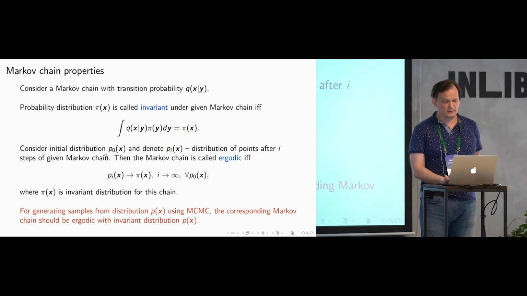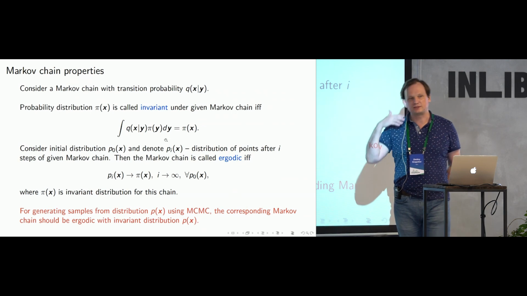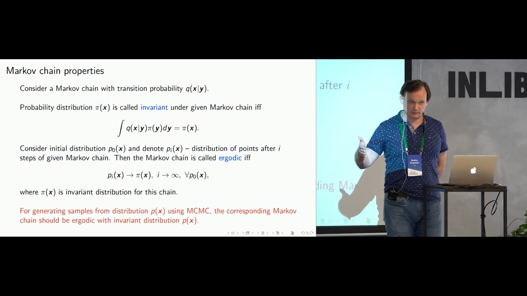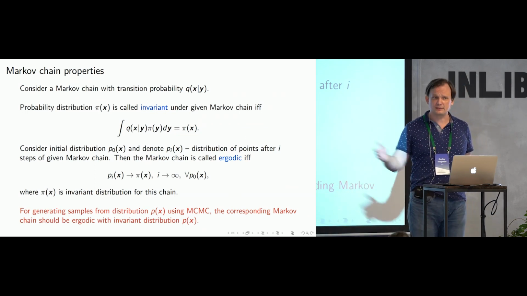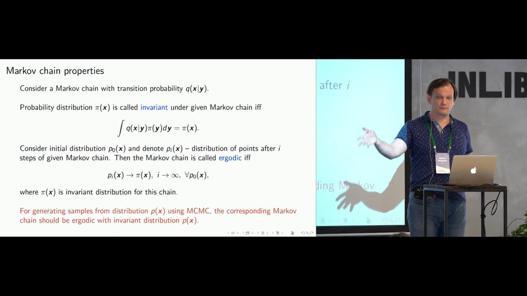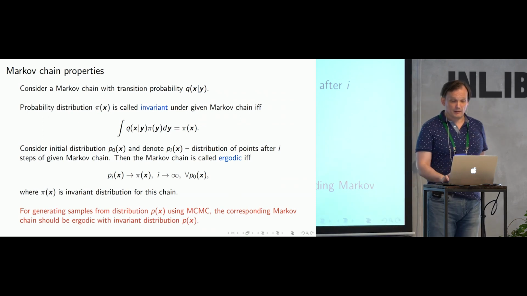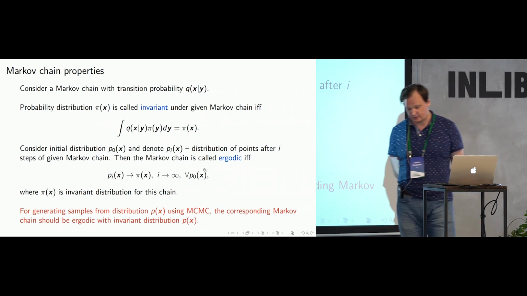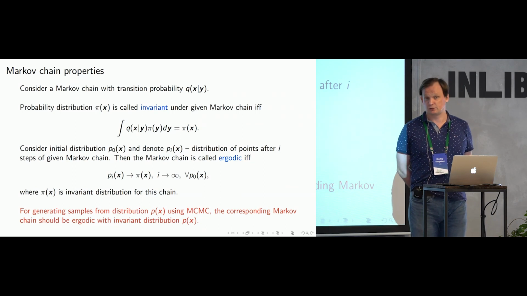It is about the following thing. We start from some arbitrary distribution P0, and if we denote Pi of x as a distribution taken from our Markov chain at the ith moment of time, we should ensure that if this i goes to infinity, our Pi actually converges to the invariant distribution, to our desired pi of x. These are the two main properties that we need to hold for our chosen transition probability.